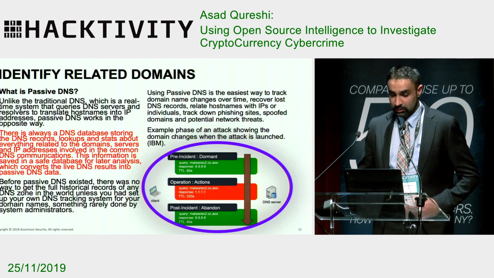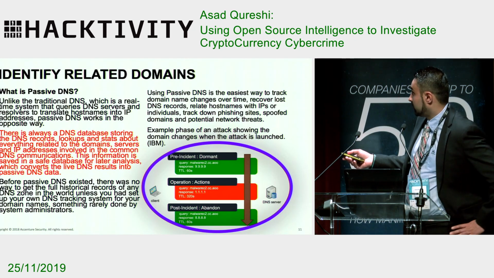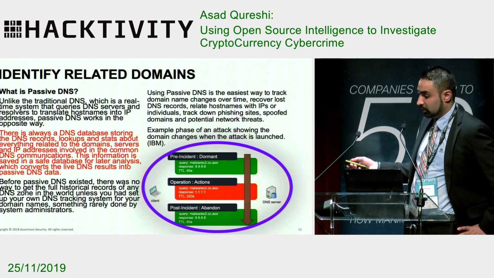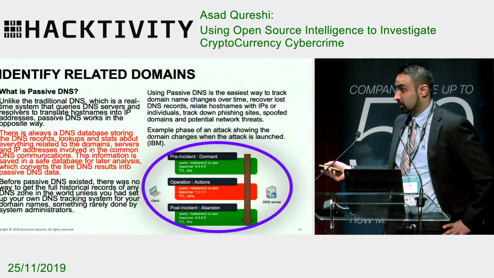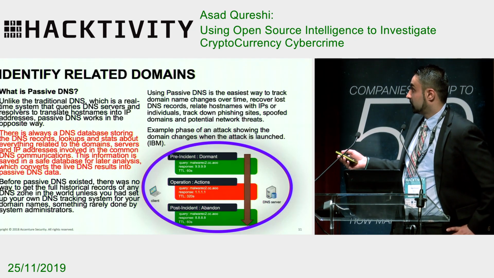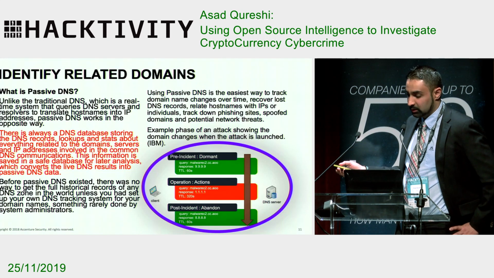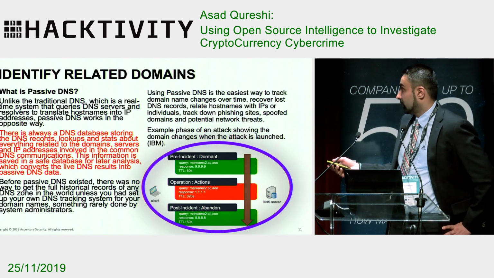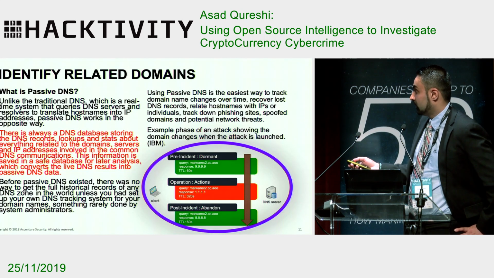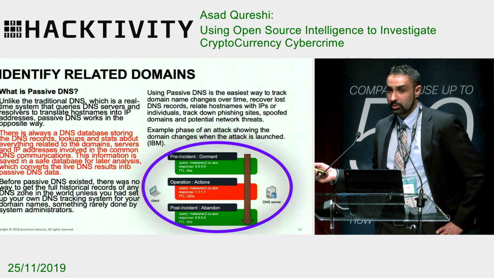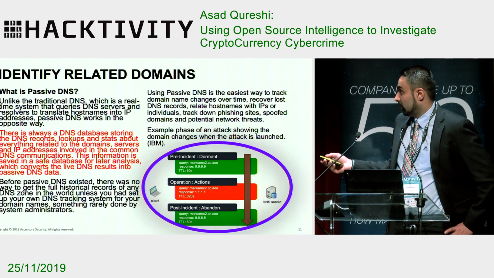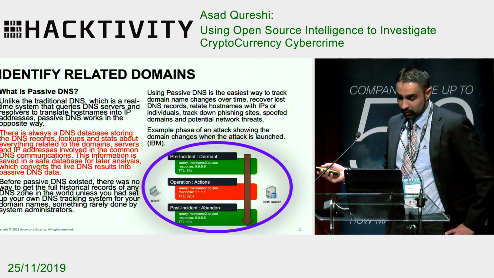Okay, so as an investigator, we need to find out even more information about the related domains. So what is actually passive DNS? Passive DNS is a database that saves all the DNS lookups.